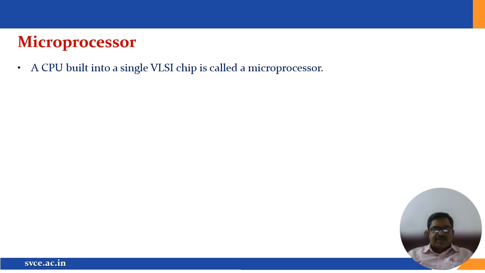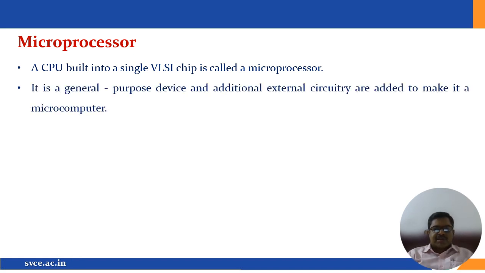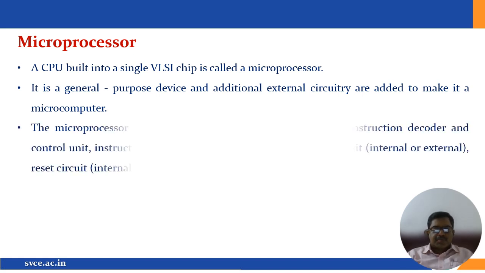In a microcontroller, everything is embedded on a single chip. So RAM, ROM, we have IO ports, everything. So that is microcontroller. Whereas a microprocessor is a single chip without all those. So here we can say like this: all microcontrollers are microprocessors, but all microprocessors are not microcontrollers. So like this, you can differentiate these two. In a microprocessor there are no timers, there are no counters, and everything are external devices. It is a general purpose device, and additional external circuitry is added to make it a microcomputer.